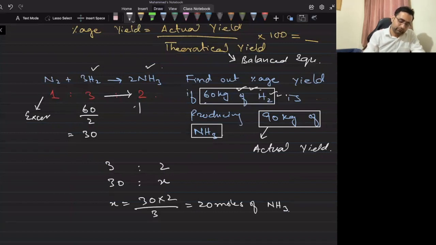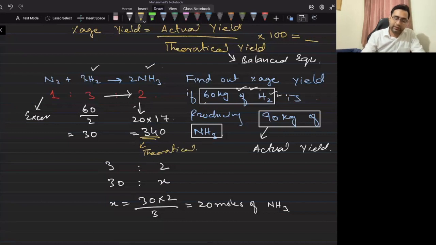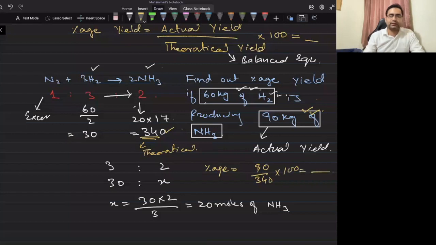From 20 moles of ammonia, you can get the mass in kg. So 20 multiplied by the Mr of ammonia, which is 340. This 340 is your theoretical yield. Percentage yield you can now find: 90 kg is the actual yield, and 340 is the theoretical yield. So percentage yield is 90 over 340 into 100, which is 26.47% yield. This is for ammonia.